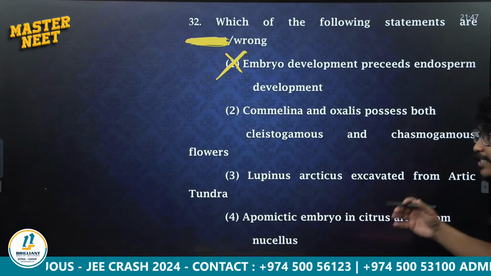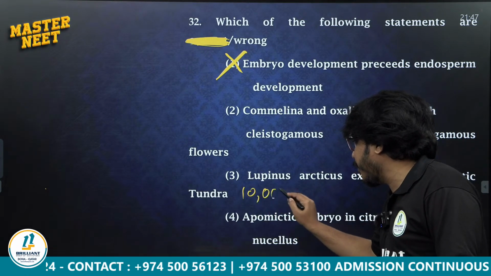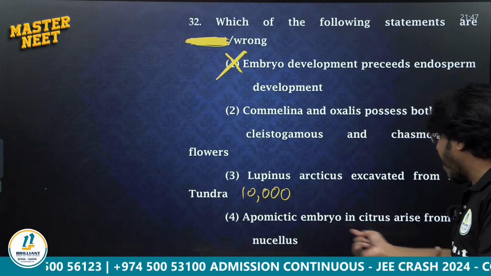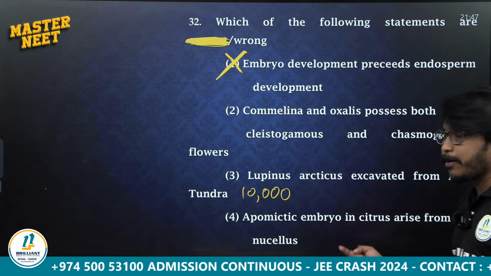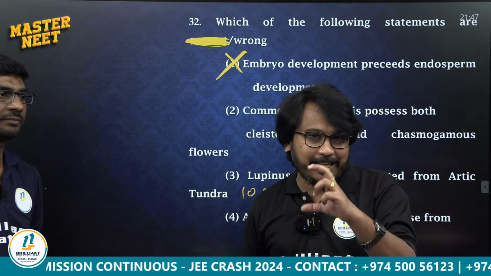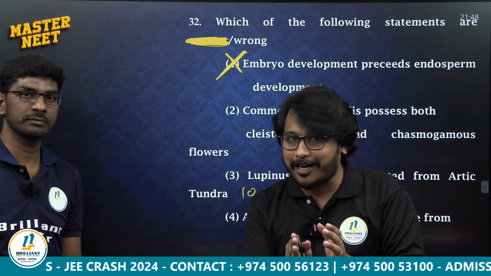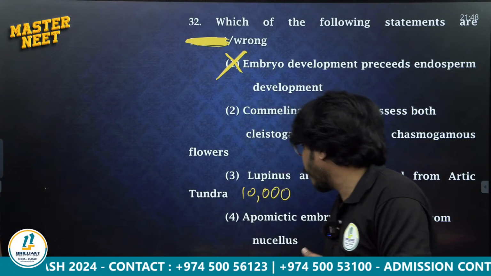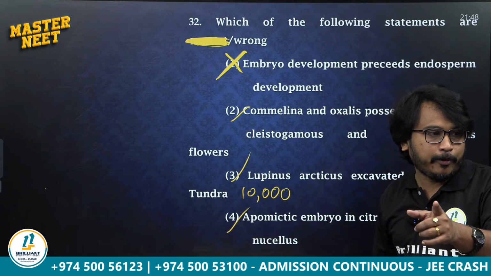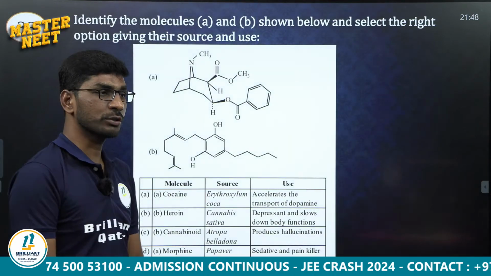Lupinus arcticus is excavated from Arctic tundra and it had a seed viability of 10,000 years. Apomictic embryo in citrus arises from nucellus. So inside the seed, the embryo is formed from nucellus and it is formed without fertilization also. That point is also correct. So all are correct except the first one. Hope you got it. Yes, A is incorrect. Good. Next question. Look at the next question.